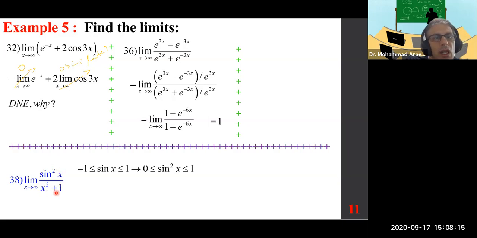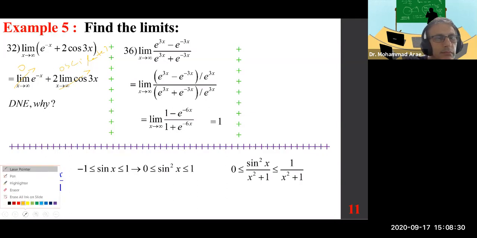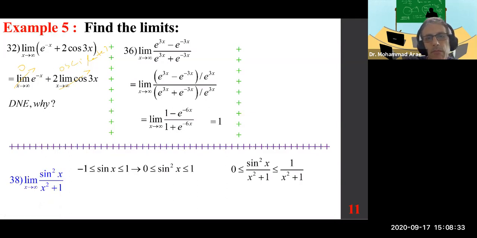What is missing? 1 over x squared plus 1. All right, so let's multiply all sides by 1 over x squared plus 1. The left side 0 gives you 0. The middle side, that becomes the denominator, the right side the same.